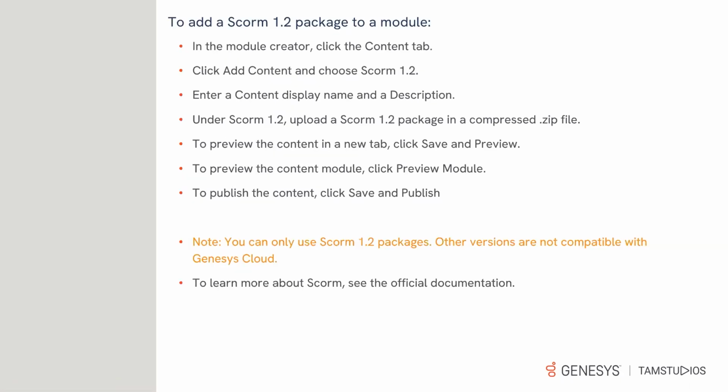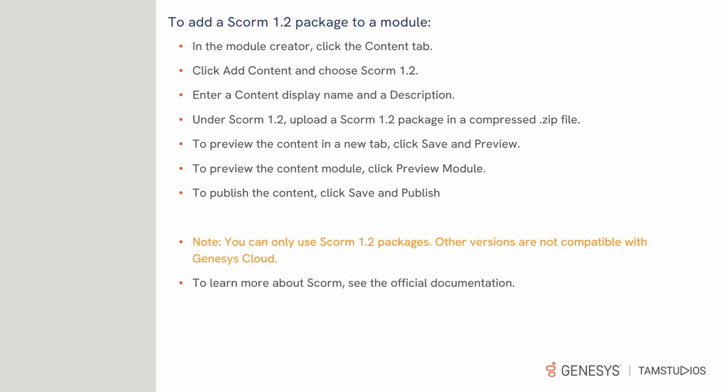To add a SCORM 1.2 package to the module, there are a few steps that need to be followed. The first step, under Module Creator, click the Content tab, click Add Content, and choose the SCORM 1.2 option, and then enter a content display name and a description. Once you enter the content display name and description, under SCORM 1.2, upload a SCORM 1.2 package in compressed format. A .zip file is supported.